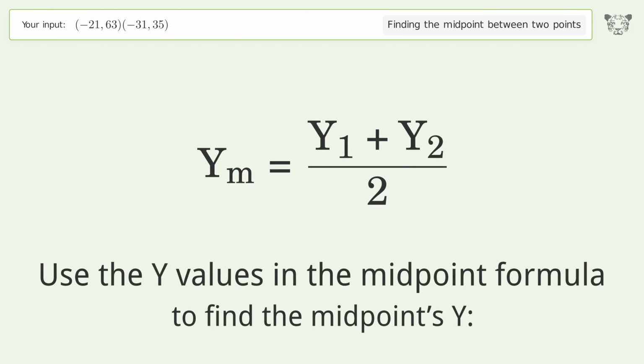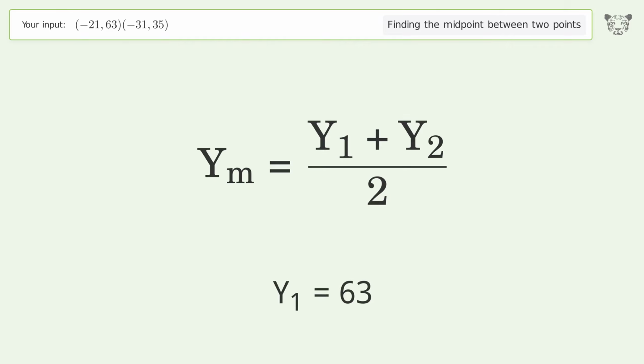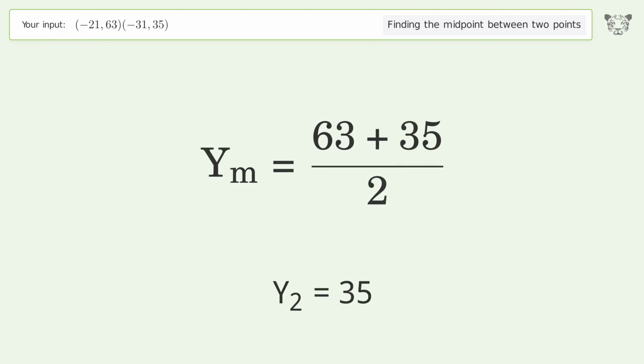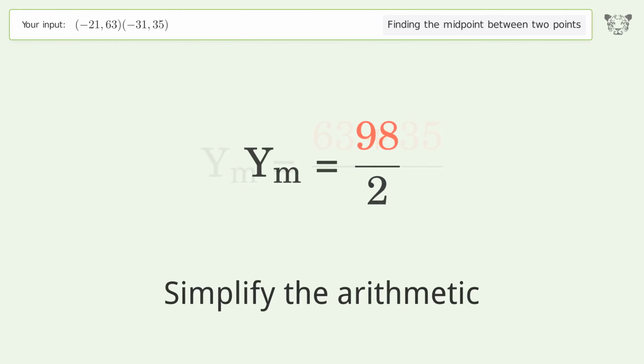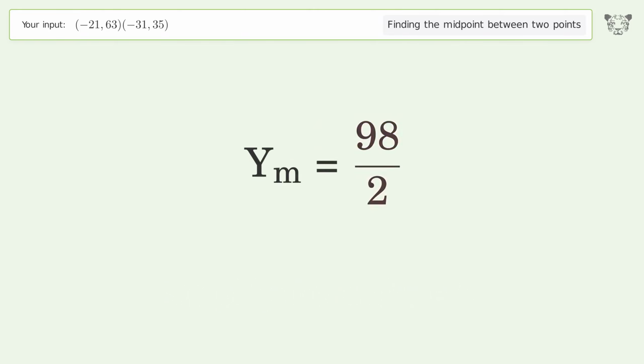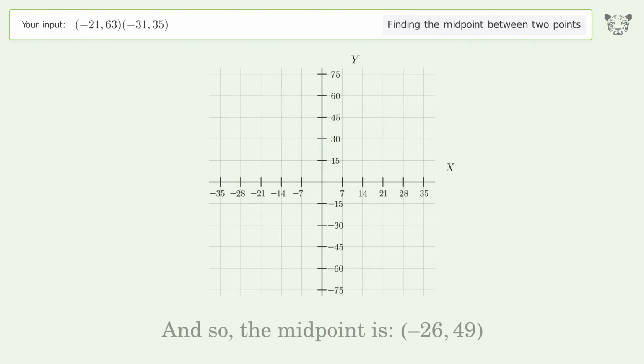Use the y values in the midpoint formula to find the midpoints y. y1 equals 63. y2 equals 35. Simplify the arithmetic. And so, the midpoint is -26,49.